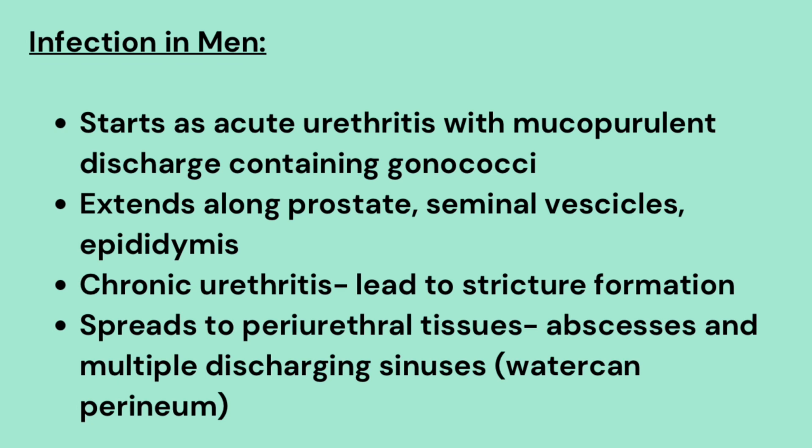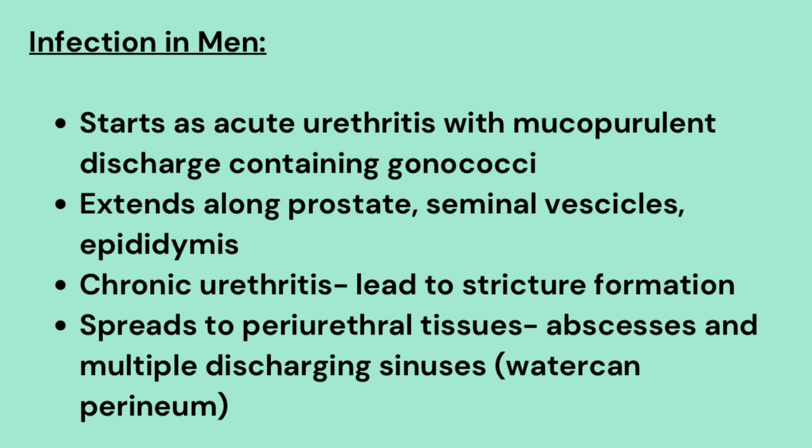So we know that urethra is the tube that carries urine from the bladder out of the body, right? So the inflammation of urethra is called urethritis. Mucopurulent discharge refers to discharge containing both mucus and pus. The infection then extends along urethra to the prostate, seminal vesicles and epididymis.